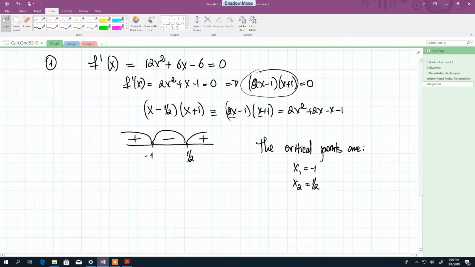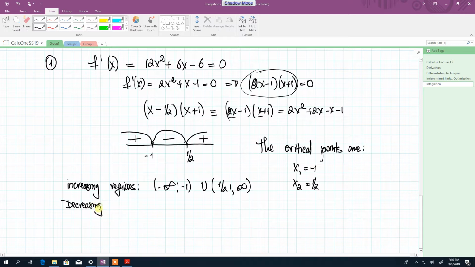Now you need to write. Increasing regions are from minus infinity to minus 1 and from 1 over 2 until infinity. The derivative of the function is positive there, so that is why your function is increasing there. Decreasing region is from minus 1 until 1 over 2, so where the derivative is negative.